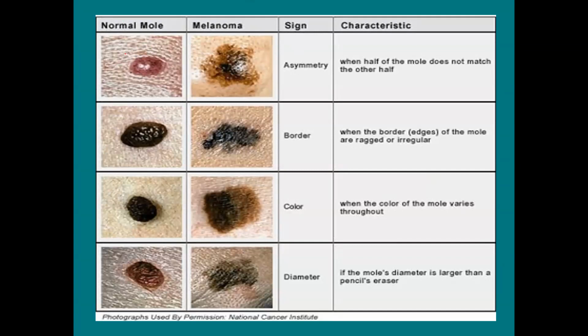So here we have a normal mole. Normal moles tend to be oval to round, right? Here is a melanoma. You can see this is definitely neither one, right? Look at this. You can see here, nice oval, continuous, consistent border. This border is all over the place, right? Color. Here's a normal mole, one nice consistent color. This one here, so dark patches and light patches. That's a bad sign.